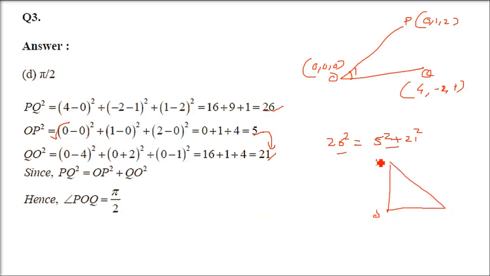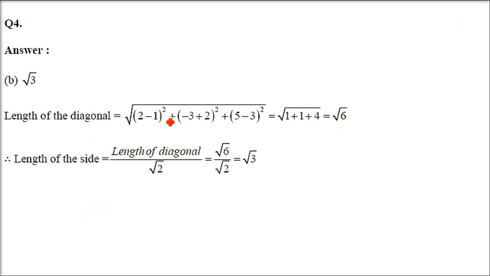What I'm trying to suggest here is, we have this kind of triangle. This is 90 degrees, we have pi by 2, because Pythagoras theorem is applicable here. 5 plus 21 is indeed equal to 26. That is, angle POQ is pi by 2.